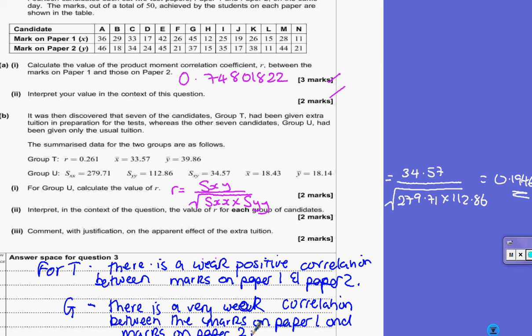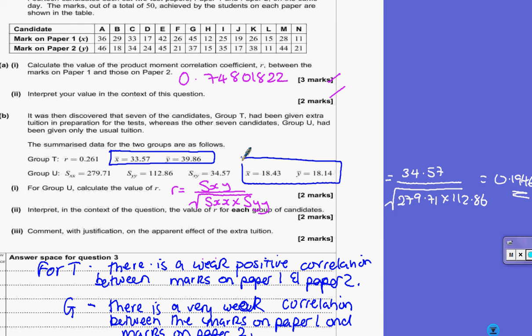The next bit was the really sneaky bit. So comment with justification on the apparent effect of the extra tuition. Now, the correlation coefficient doesn't tell you which is better. It tells you which is correlated better. But they're both positively correlated. It's not very good. But the extra bit of information that you have that you haven't used yet is what you've got to use. So there's a definite correlation between the two papers. So if you get a good mark on paper 1, you're going to get a similarly good mark on paper 2. As one goes up, so does the other, is all that's saying.